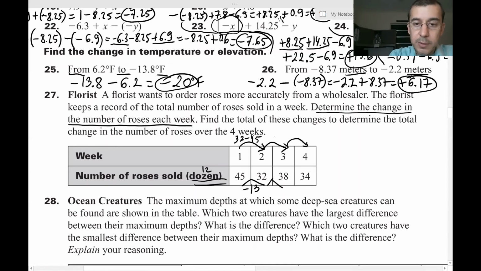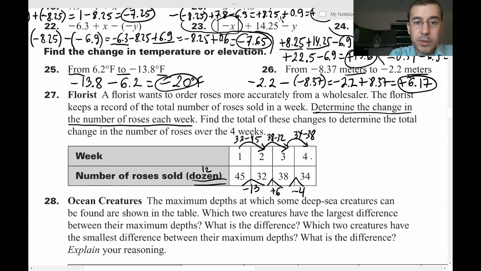Then this one would be 38 minus 32, or this is 6. So plus 6 is the change here between week 2 and week 3. And then between week 3 and week 4, that's 34 minus 38. So minus 4 is the change here of the number of roses sold between week 3 and week 4. So that is the answer to the question, determine the change in the number of roses each week.